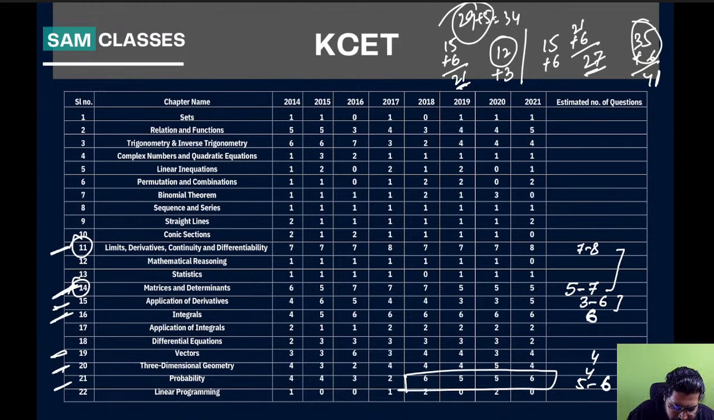Now coming to differential equations and AOI. Differential equations, if you see, on an average 2 to 3. So minimum 36, maximum 44. AOI always 1 to 2. Last 5 years almost 2.